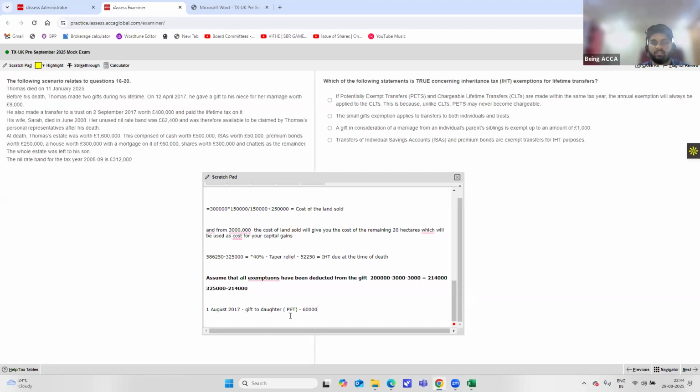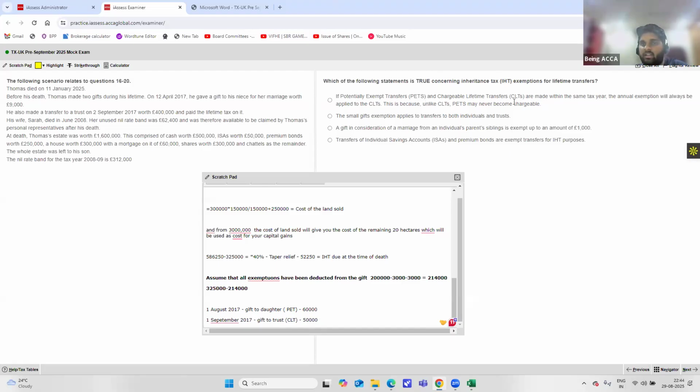So let's take the cost as 60,000. Next, on 1st September 2017, gifted to a trust. Is this a CLT? Yes or no? Yes. So this is 50,000. Now what this point says: if potentially exempt transfers and chargeable transfers are both made within the tax year, yes, the annual exemption amount will always be applied to CLTs.